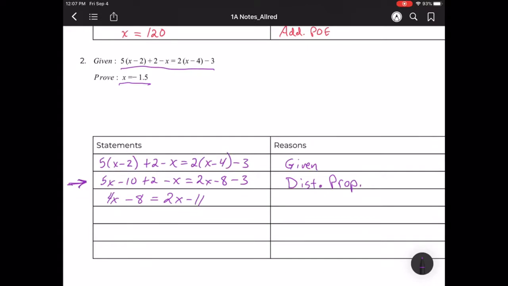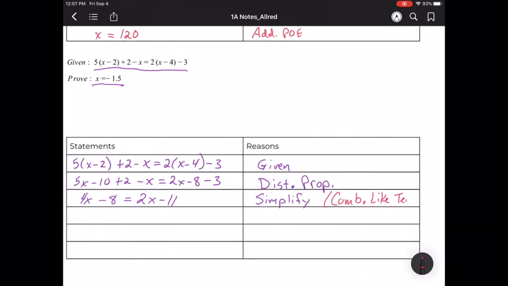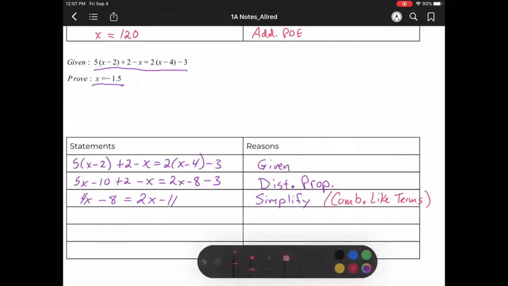When you combine like terms, all you really did is simplify. We did not add something to both sides of the equation. We didn't add the same thing to both sides of an equation. We didn't subtract the same thing from both sides. So we can either write simplify, or you can even write the phrase combine like terms. So C-O-M-B for combine, like terms. You can use that as a reason also.